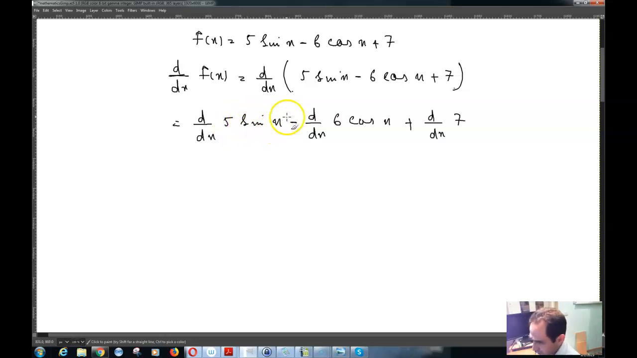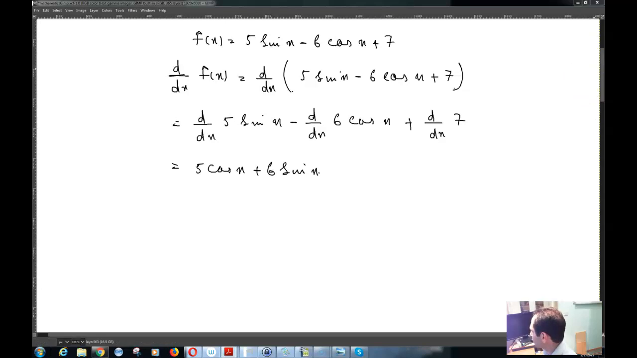So d by dx of sine x is cos x, so this becomes 5 times cos x. D by dx of cos x is equal to negative sine x. Negative into negative is positive, so plus 6 times sine x. And d by dx of 7 is equal to 0. So that is your answer there. Part 6 is 5 cos x plus 6 times sine x.